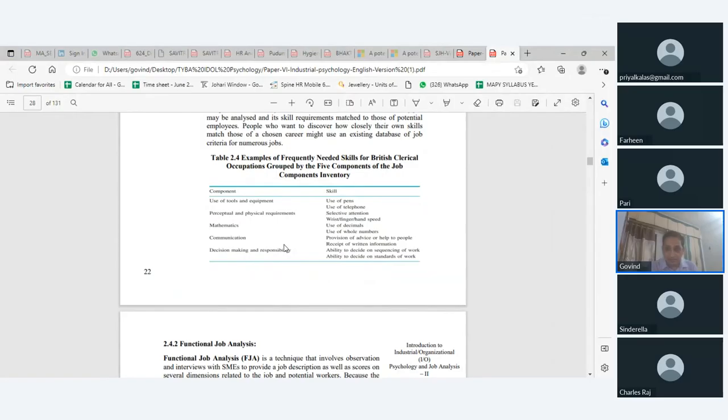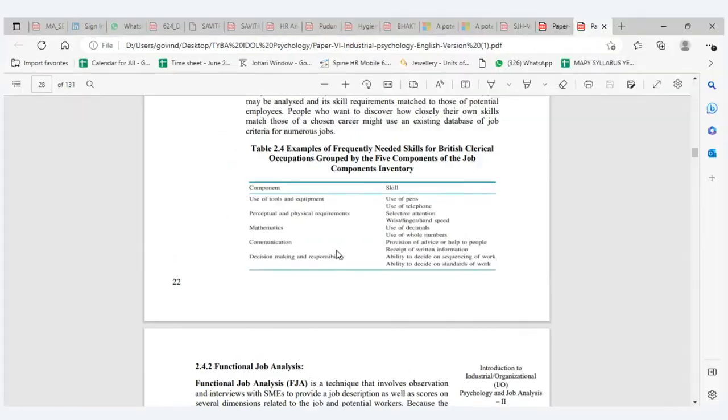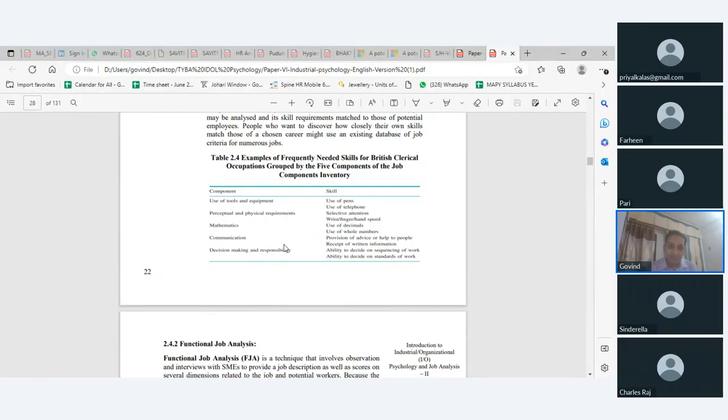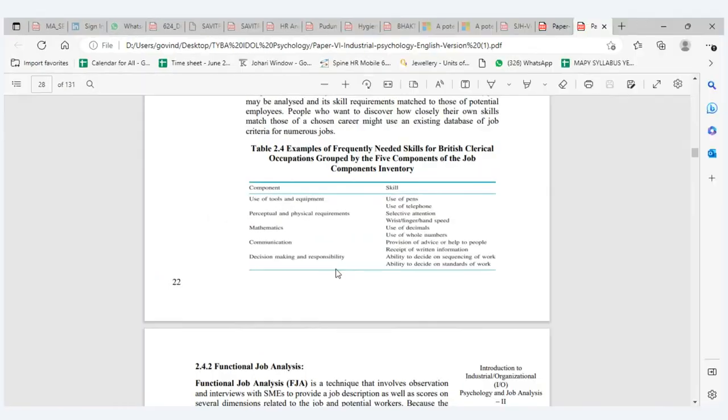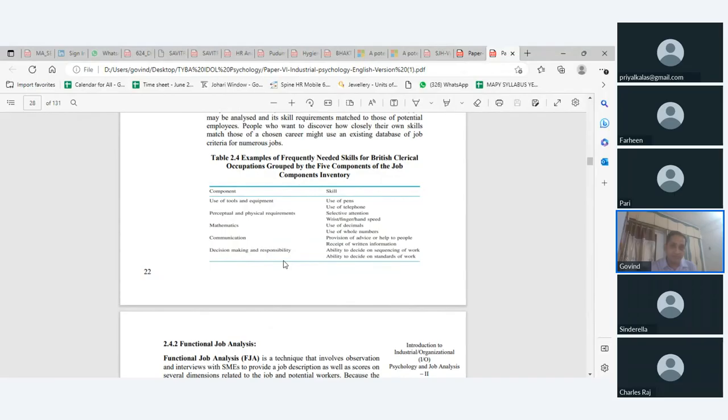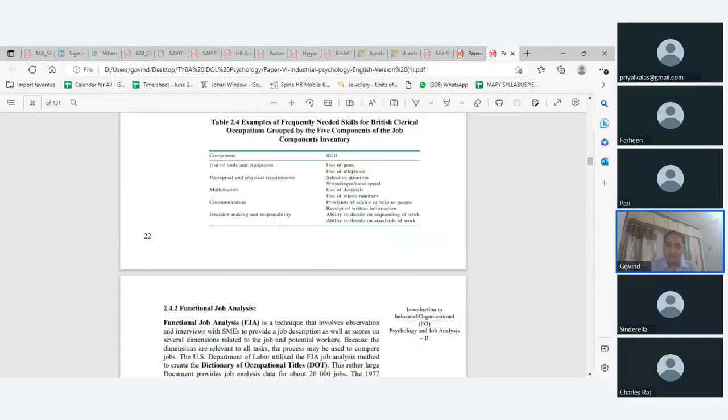Communication, effective communication, ability to get feedback and give feedback. And decision making, there should be a person who can make decisions immediately. So this is all required there. So this is all about job component inventory, JCI. The second method is functional job analysis.